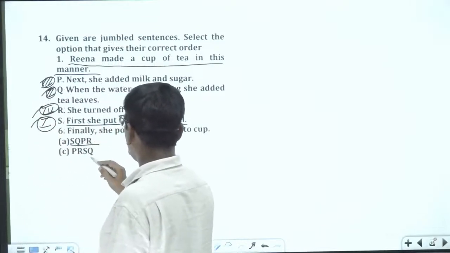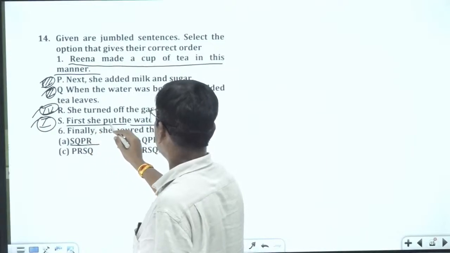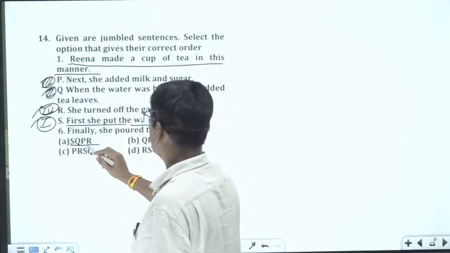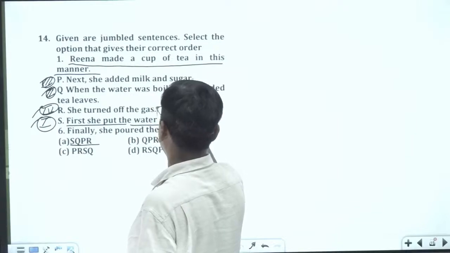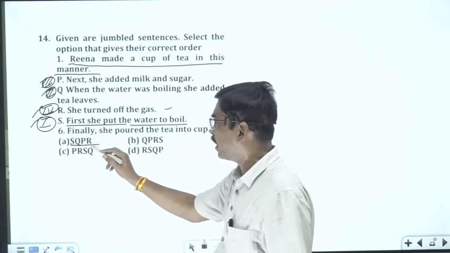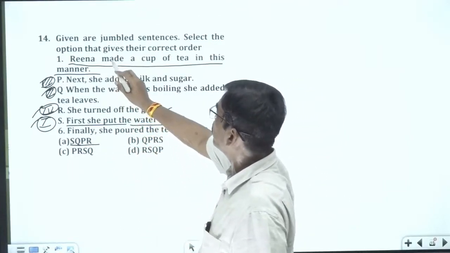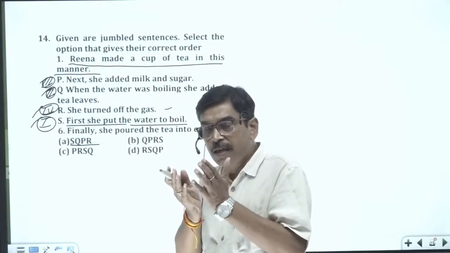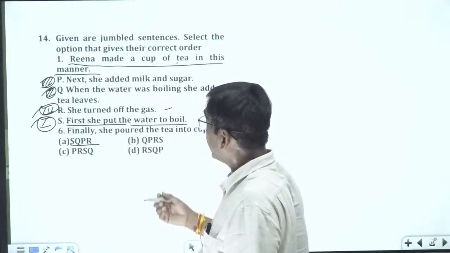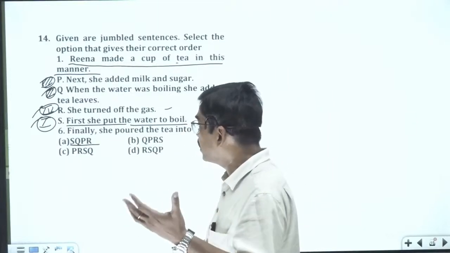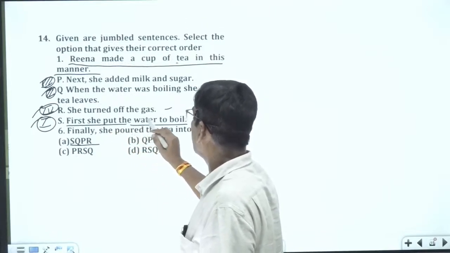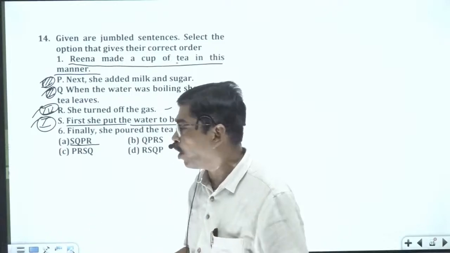First of all, she put the water to boil, and then when the water was boiling, she added tea leaves. Then P: next, she added milk and sugar. And then R: she turned off the gas. So that's the correct sequence, because when you start with Reena made a cup of tea, it means a new type of method, a new manner. So this is the first part. And what is second? In the preparation, what did she do first? She put the water to boil. So that's the answer.